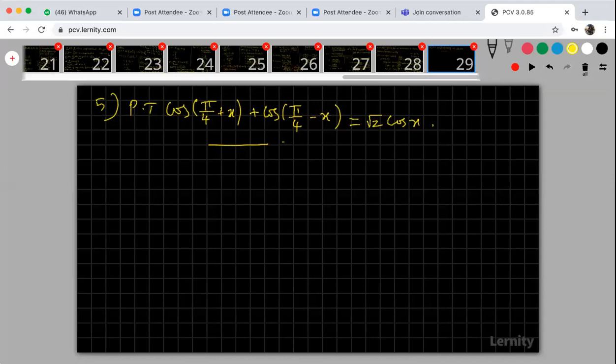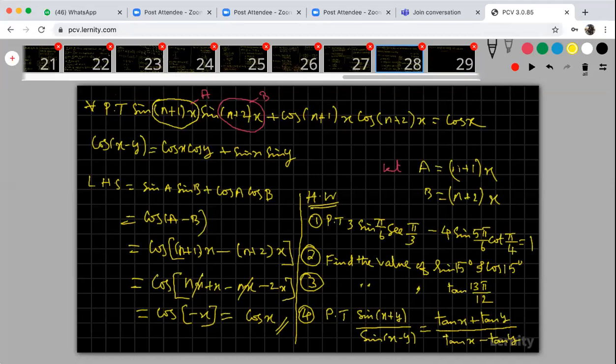Someone is telling which is understanding, which problem is not understanding. If you have any doubt, please ask your doubts. Fourth homework: apply the formulas, we have identity sin(x plus y) is sin x cos y plus cos x sin y. Here sin(x minus y) is sin x cos y minus cos x sin y.